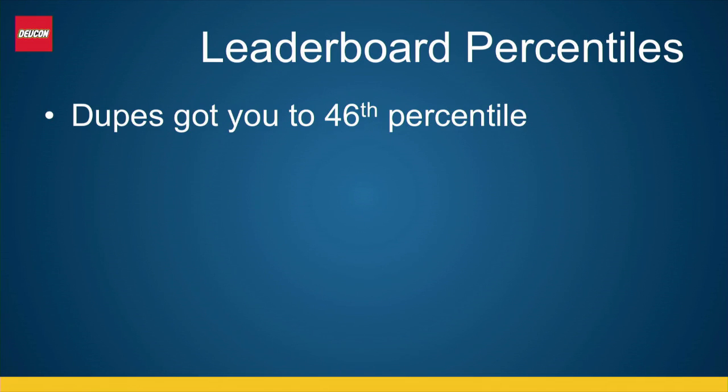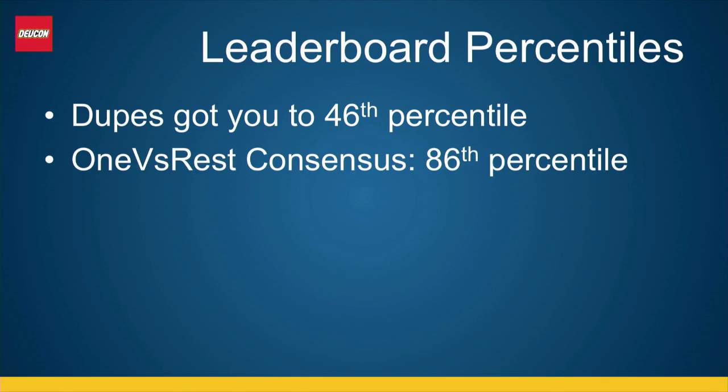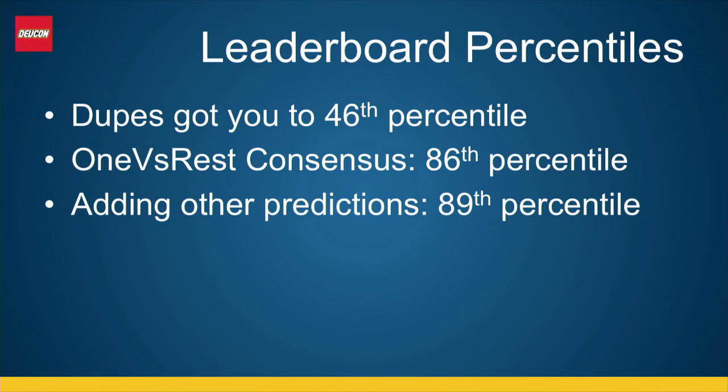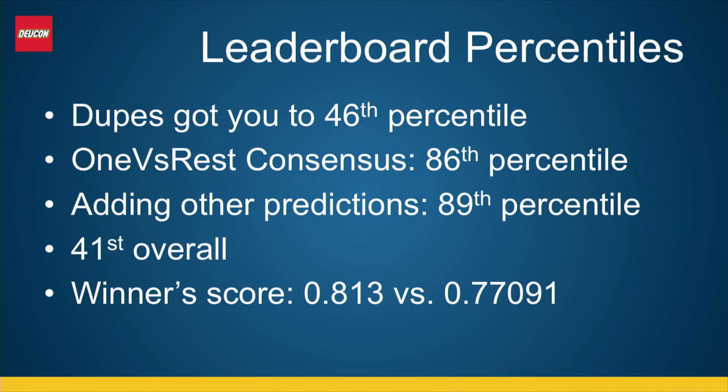If you want to put this in terms of where you are on the leaderboard, so we want to compare ourselves to others, just doing duplicates got you 46%. So like 46% of the people didn't even read the forums and figure that out. One versus rest consensus, that was enough to bump up to the 86th. You add in all those other predictions, that was enough to get to the 89th. So I ended up 41st overall with my anonymous entry.